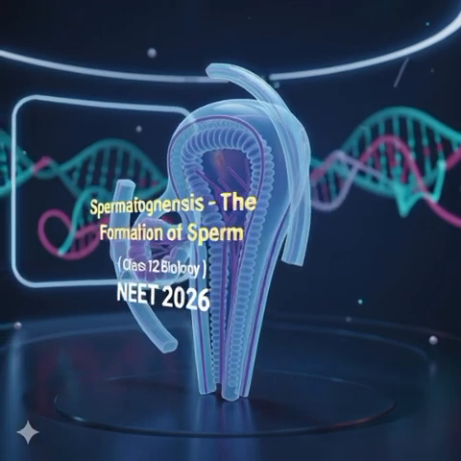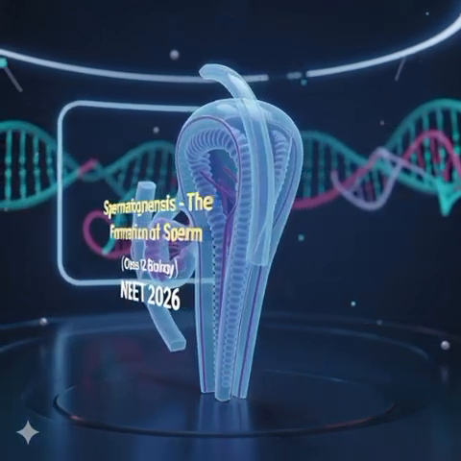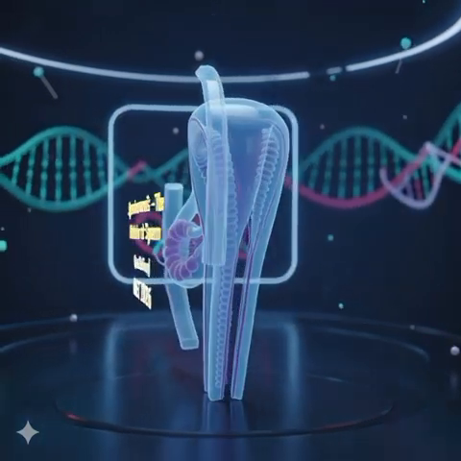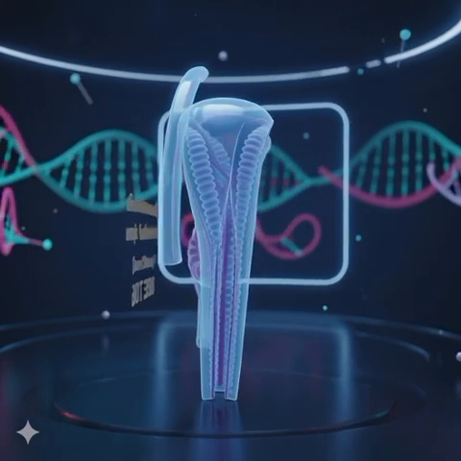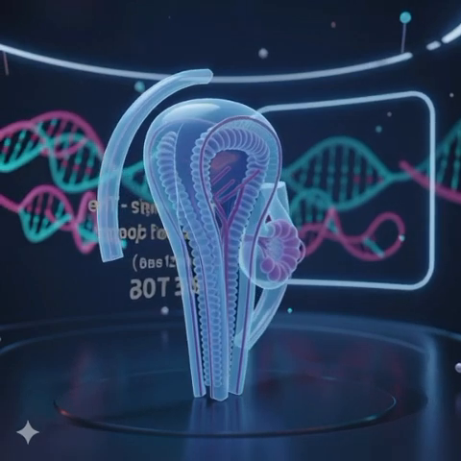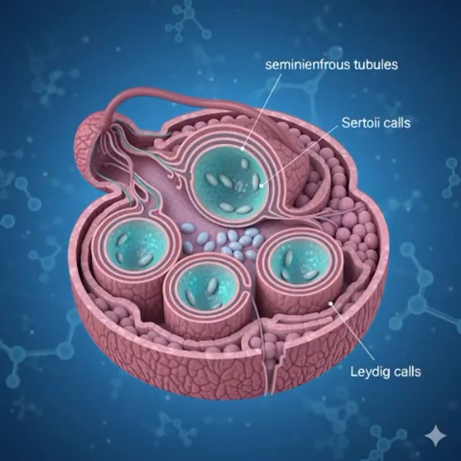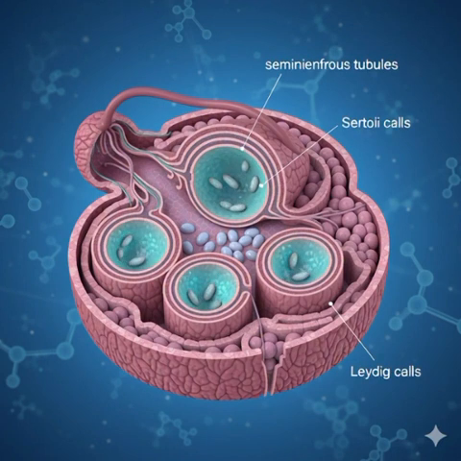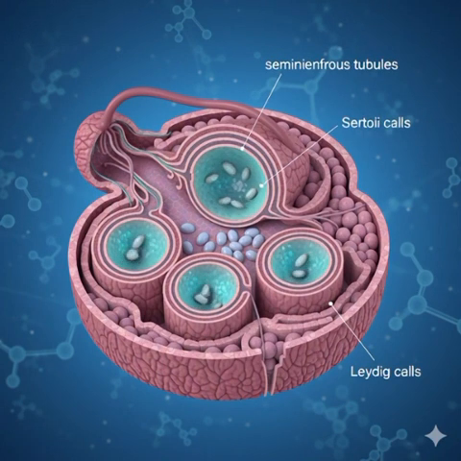In today's class, let's explore the fascinating process of spermatogenesis, how sperm cells are formed inside the male body. Spermatogenesis takes place inside the seminiferous tubules of the testes. Here, special cells called Sertoli cells and Leydig cells provide support and hormonal control.